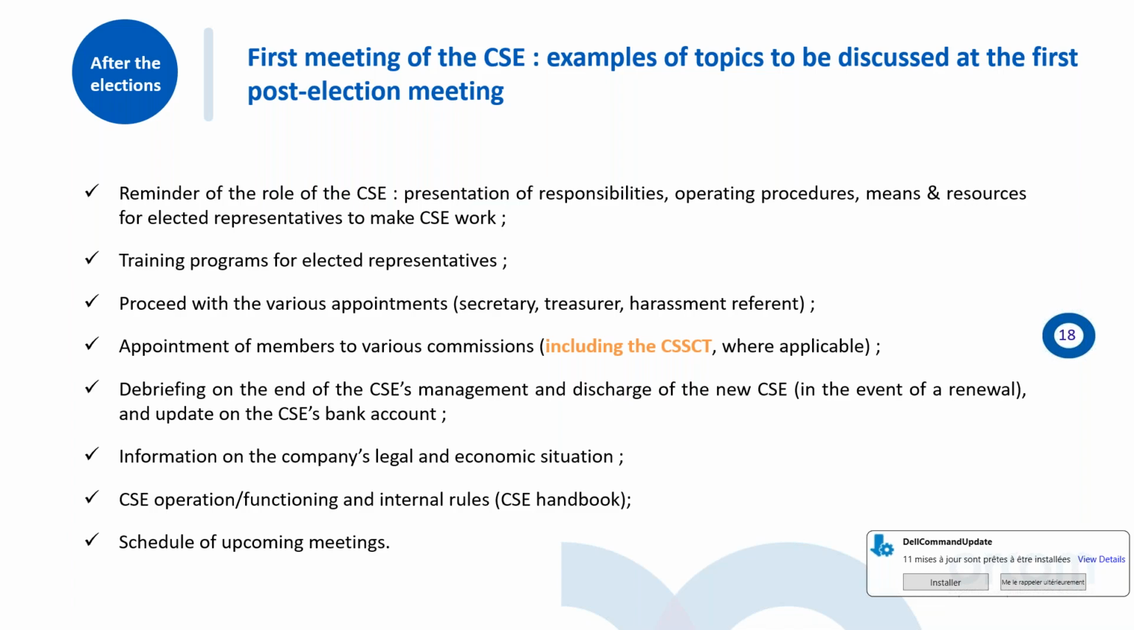Also, you can talk about appointment of members to various commissions. For example, what we call CSSCT. It's the Security and Safety, Health Conditions, etc. Committee, which is mandatory in companies over 300 employees. You can also debrief on the end of the CSE's management and discharge of the previous CSE. This is in case of renewal, and also give an update on the CSE's bank account in order for the new CSE members to know about the situation.